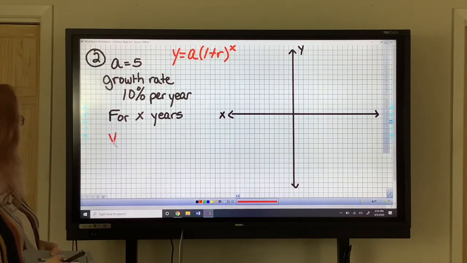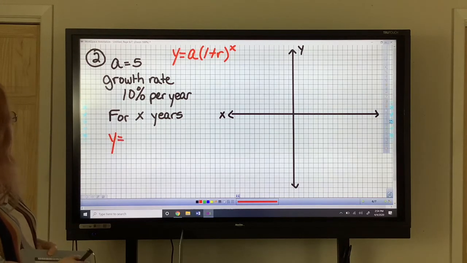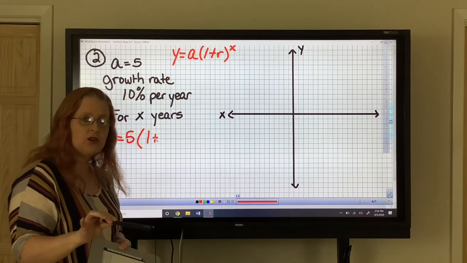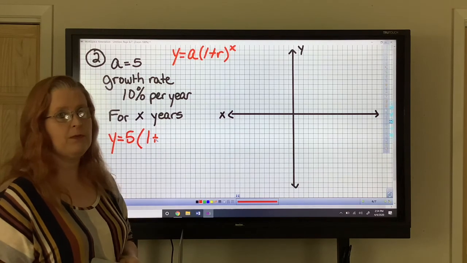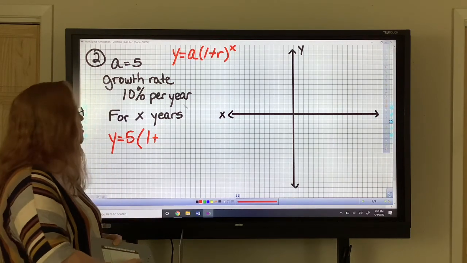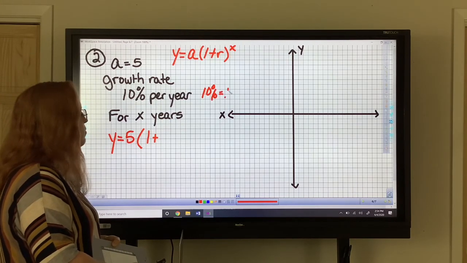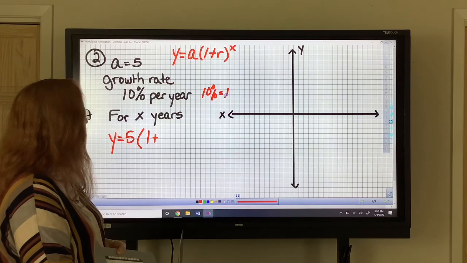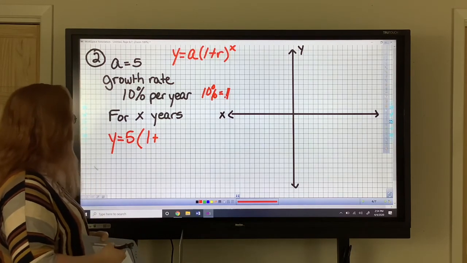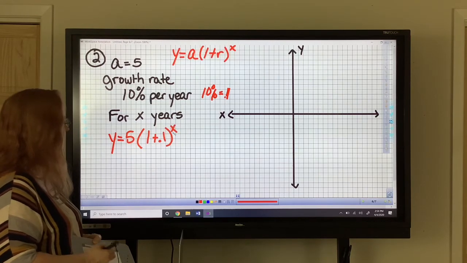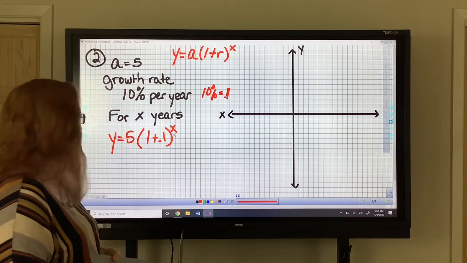And so when we start writing our function, it tells us our a, which is our first letter, is 5. And then we have to put 1 plus our rate. Well, remember with a percent, you can't use a percent in a problem. It has to be in a decimal form. And so 10% equals 0.1. And so we're going to put 1 plus our 10% to the x power. Now this gives us our equation to graph.